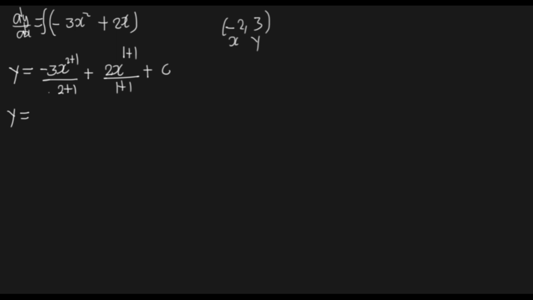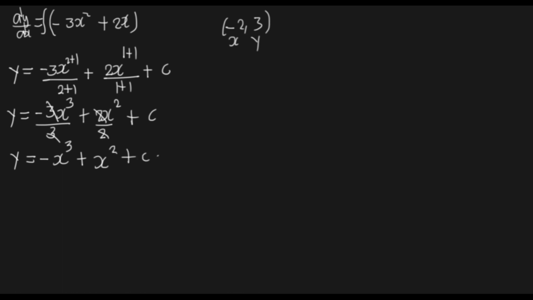So let's see if we can simplify. Here we have negative 3x to the power 3 over 3 plus 2x to the power 2 over 2 plus c. So we can cancel here. We have negative x raised to the power 3. Here also we get positive x squared plus c. So after we are done with integration, we can substitute y.